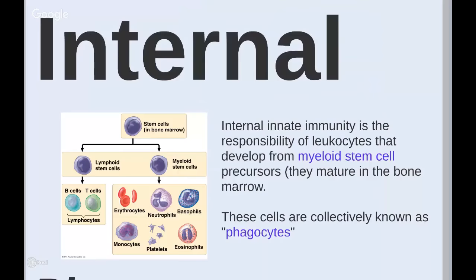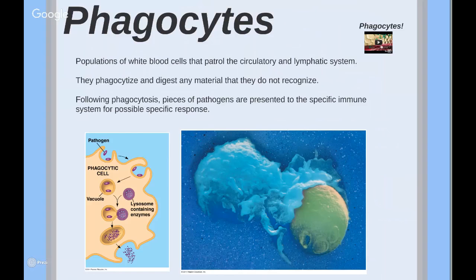Then you have your internal defenses. We didn't talk about all of these internal defenses. We did talk about phagocytes, which are your macrophages. Collectively, they're called phagocytes, that they're just cells that eat other cells. We're not going to really go over all of them, but basically these cells are roaming your body, looking for things that don't belong and gobbling them up. They use your circulatory system and your lymphatic system as their major highways, and they just digest material that they don't recognize. The reason why they're called phagocytes is because they use phagocytosis, something we learned first semester, as their way of consuming foreign material.